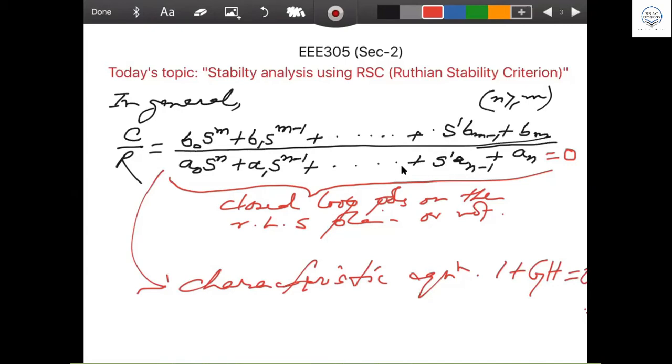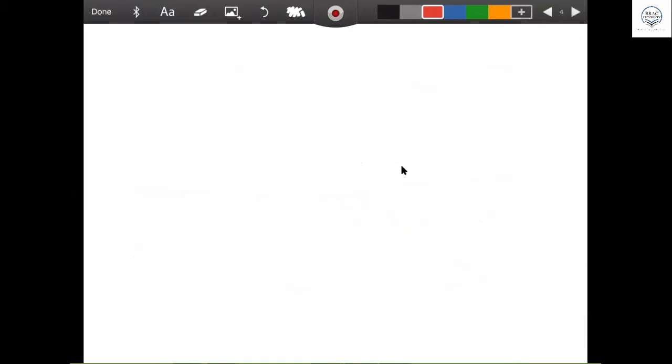So Mr. Routh took this characteristic equation, which is a big polynomial, and from that polynomial he found how many closed loop poles are located on the right half S plane.